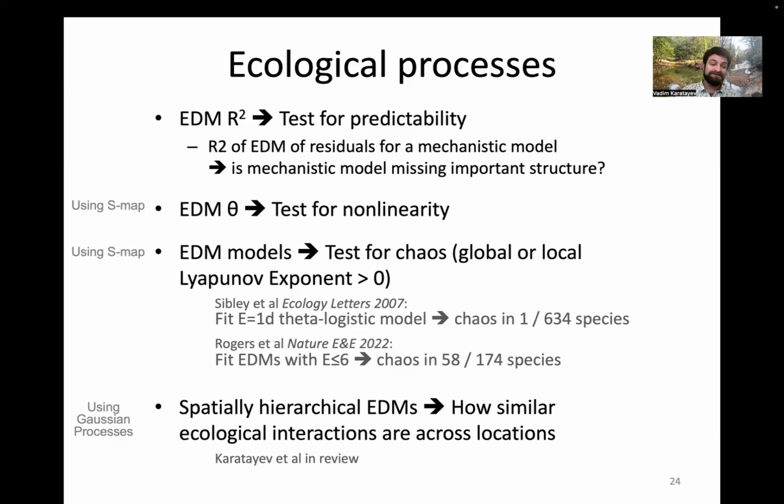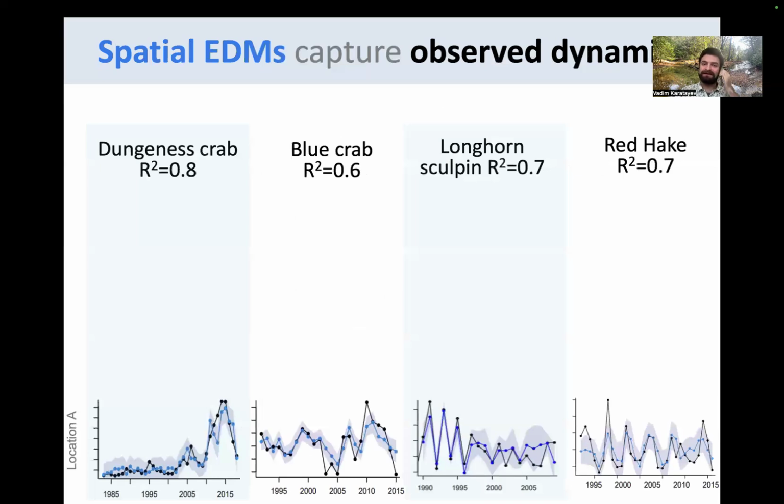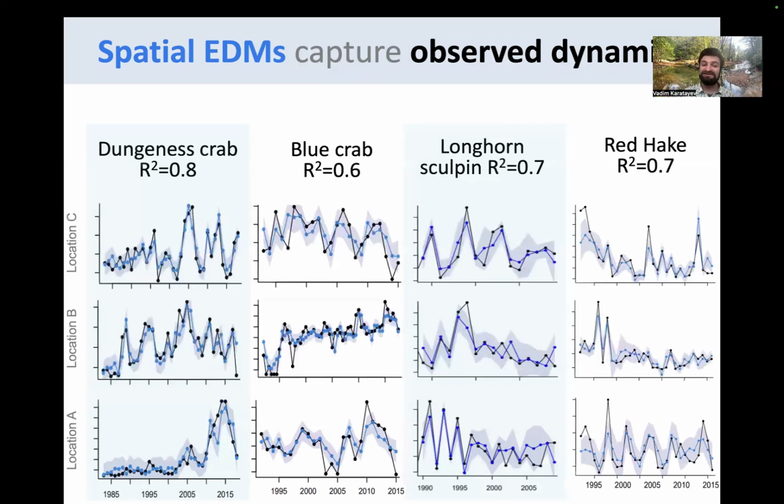And what I've been using EDM for is looking at how much the rules of ecological interactions, those deterministic dynamics, vary from place to place in an ecosystem. So here are 4 species in one location. The black are the data. The blue are the predictions of EDM, the deterministic model. So you see that there's consistent deterministic dynamics. But as we go to different locations for every species, the dynamics change, and EDM captures that.